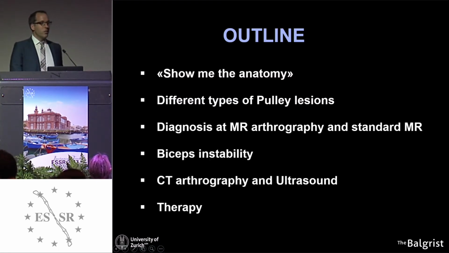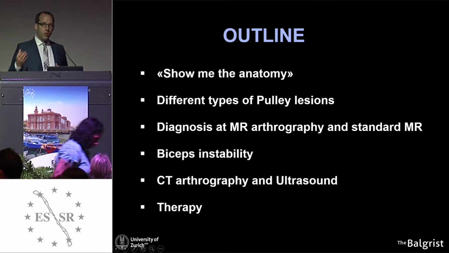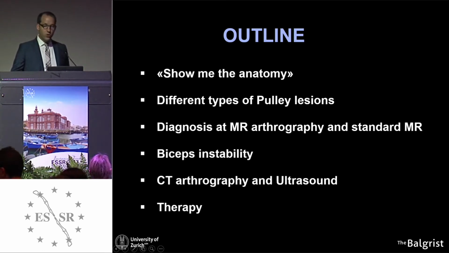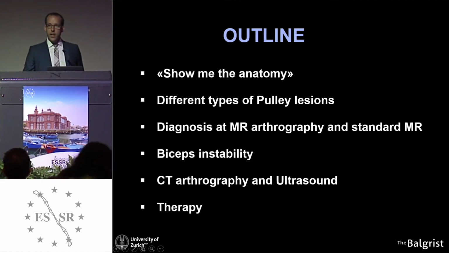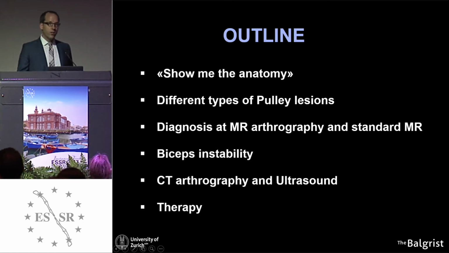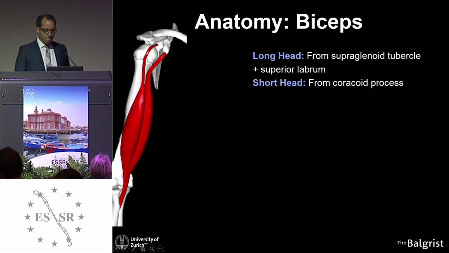So the surgeons are very much interested in the anatomy, and I'm going to start my talk by showing you the anatomy. Then we move on to different types of pulley lesions and how we can diagnose this at MR arthrography and also at standard MRI. We move on to biceps instability, and then to CT arthrograms and ultrasound, and finally I'm also going to talk about therapy. Let's start with the anatomy.